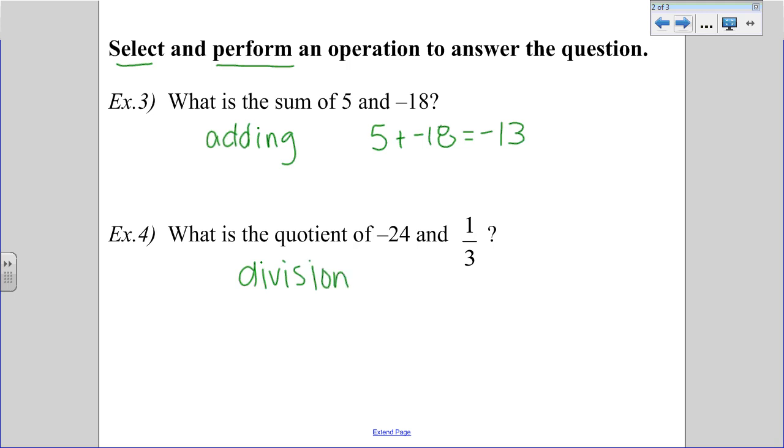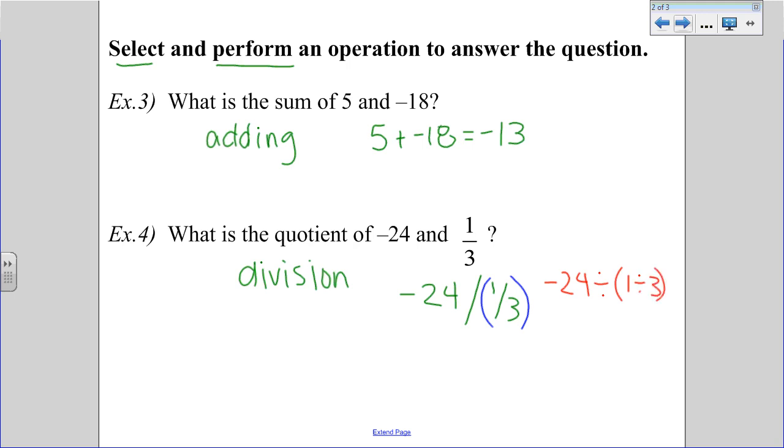So I know I need to divide negative 24 and 1/3. Those of you that are grabbing your calculators, unless your calculator will let you actually input a fraction as a numerator and denominator, you're going to have to use parentheses. So if you're using the division sign on your calculator, you have to type it in with parentheses. So on our calculator, what we're going to type in is negative 24 divided by (1 divided by 3).